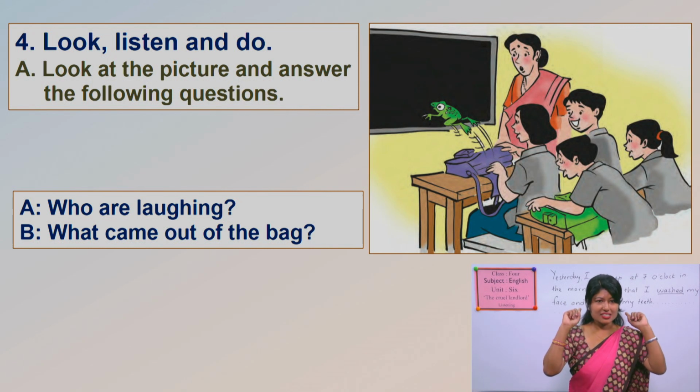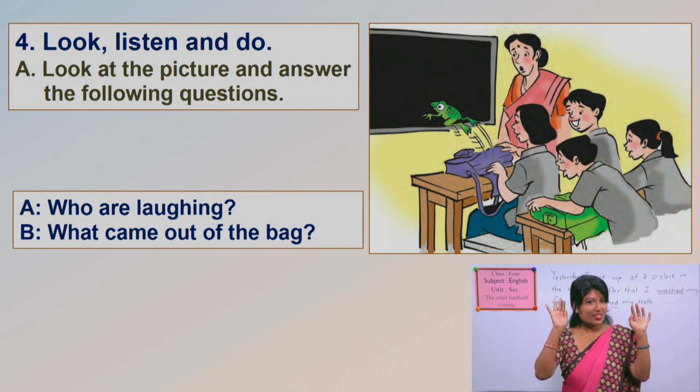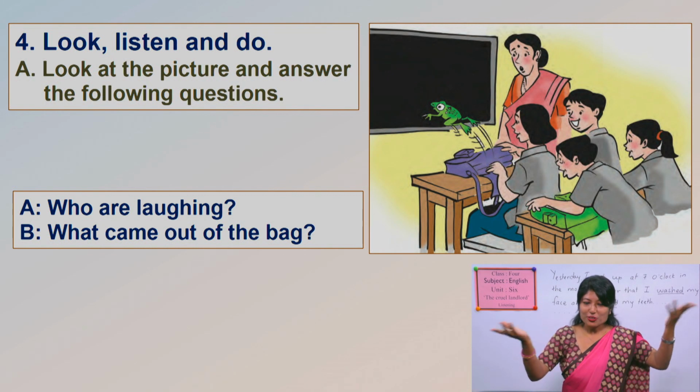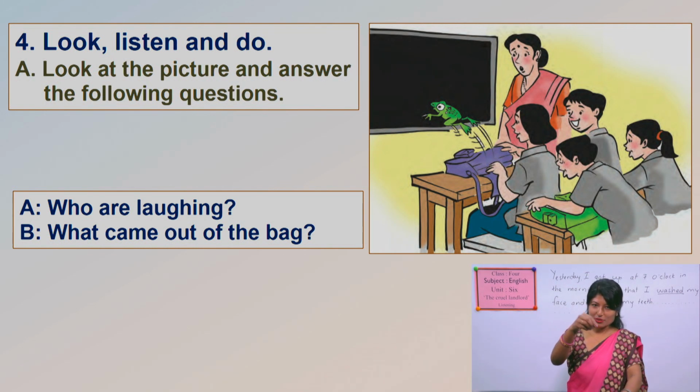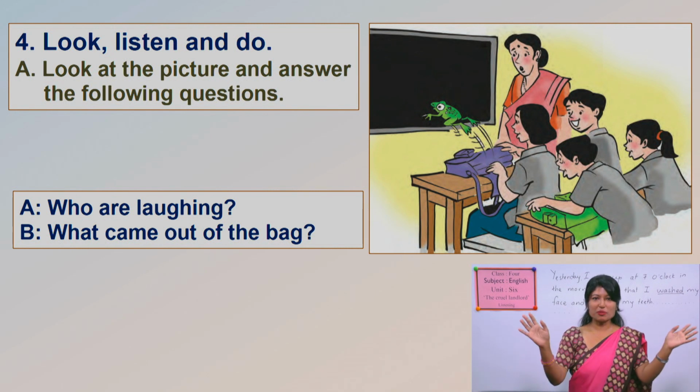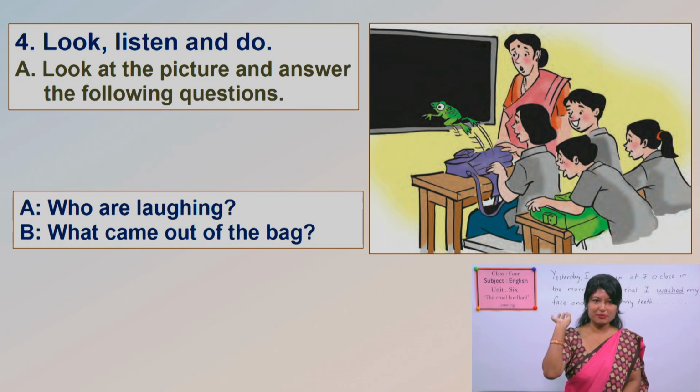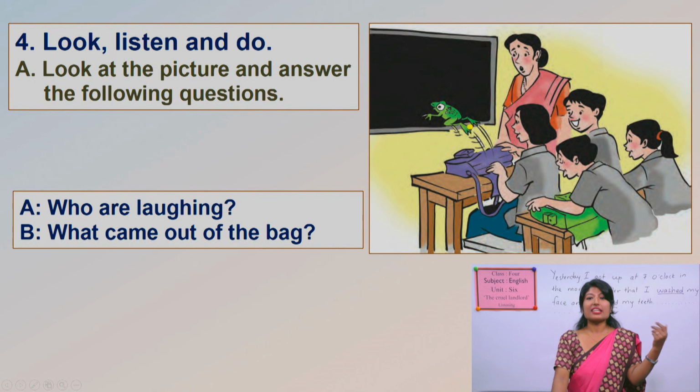Listen properly and do. It means you don't have to do something with a physical activity. You don't have to move. You have to move your hands, that means you have to write answers. So look at the picture and answer the following two questions.